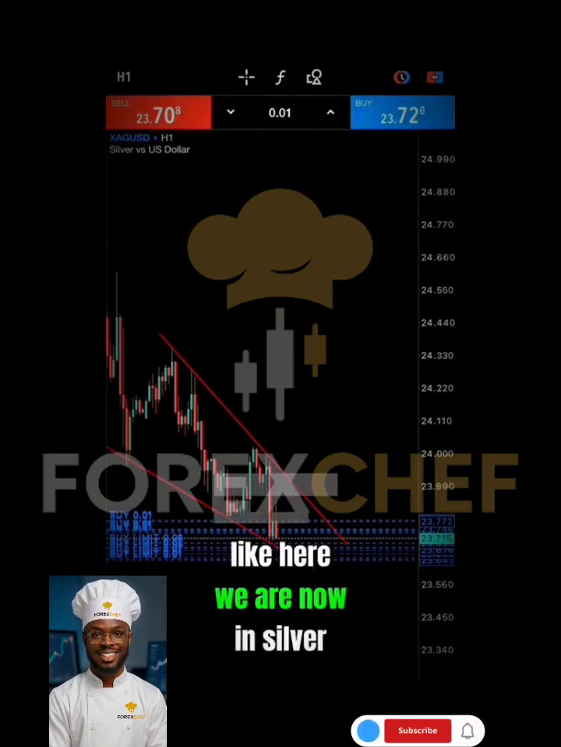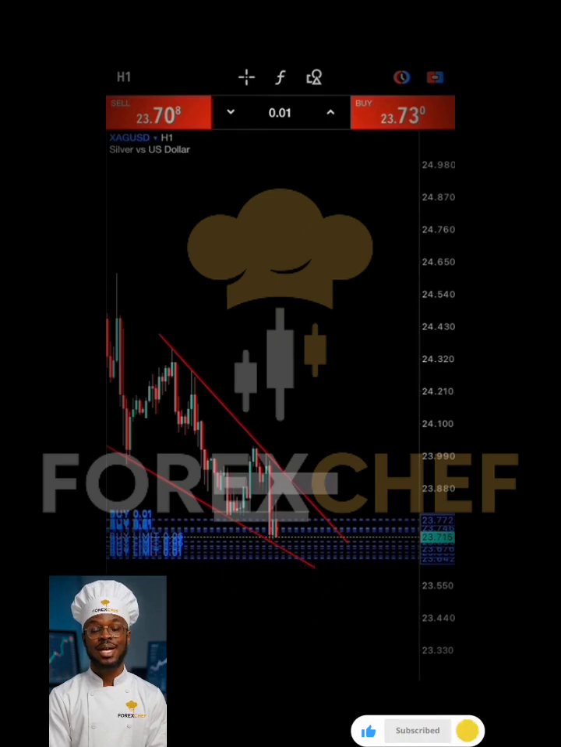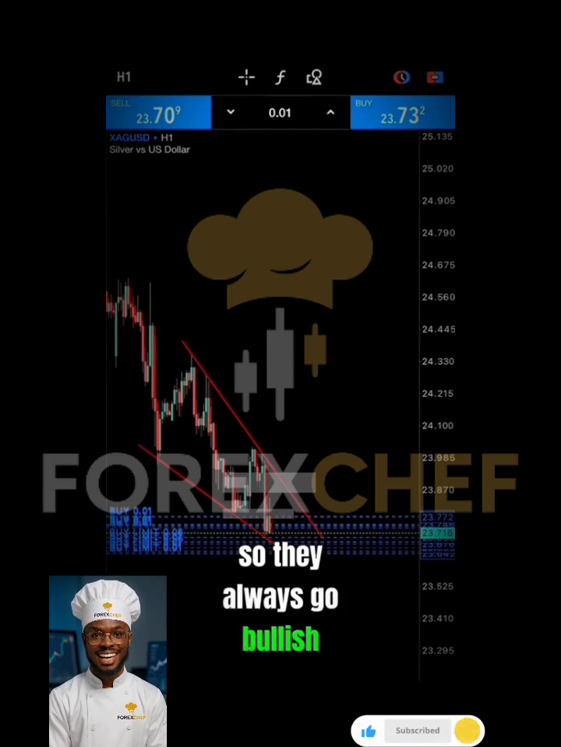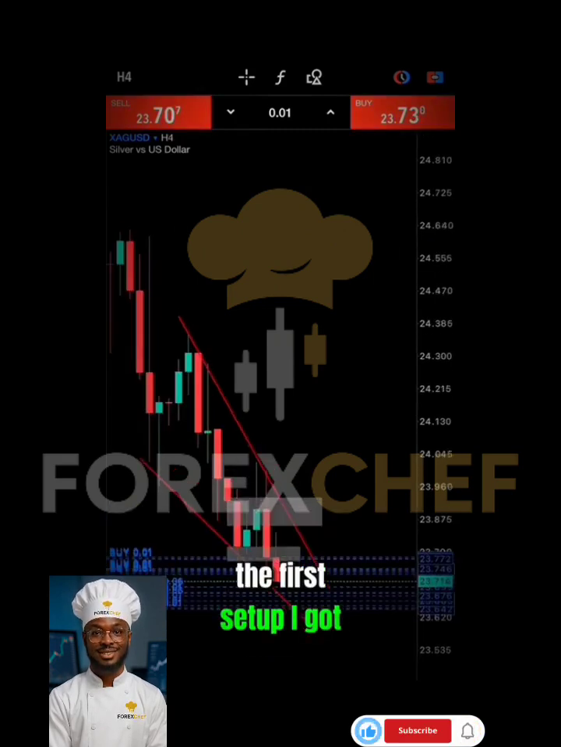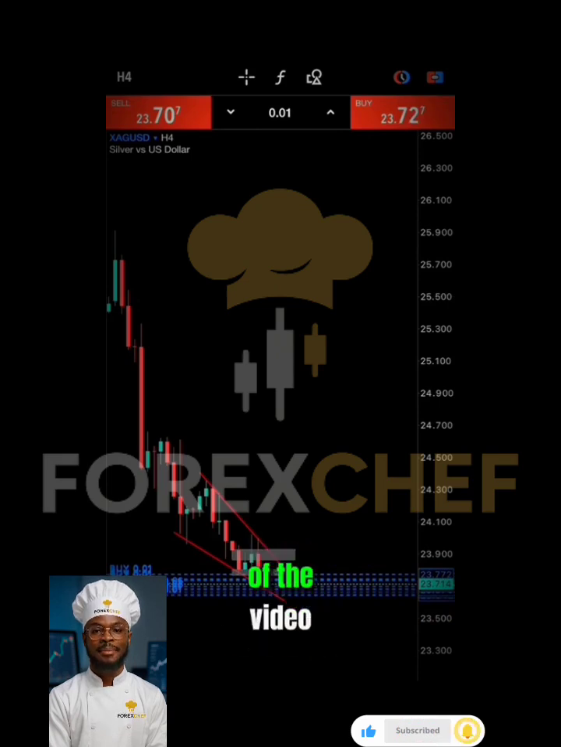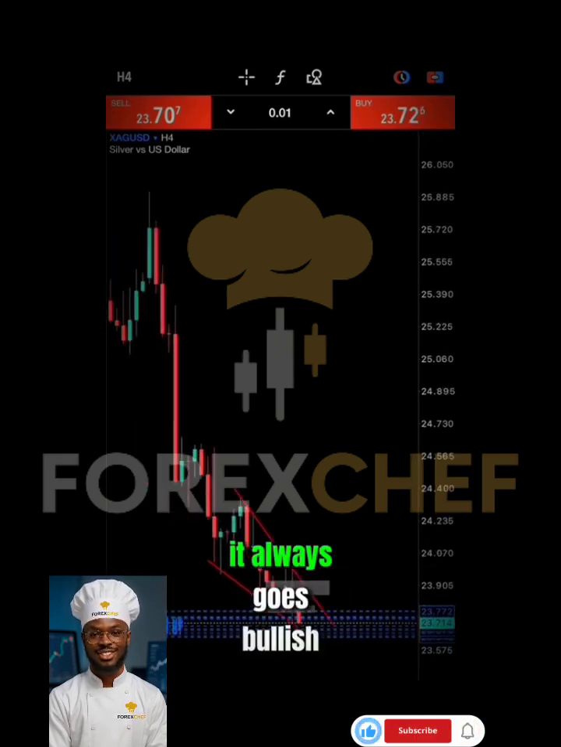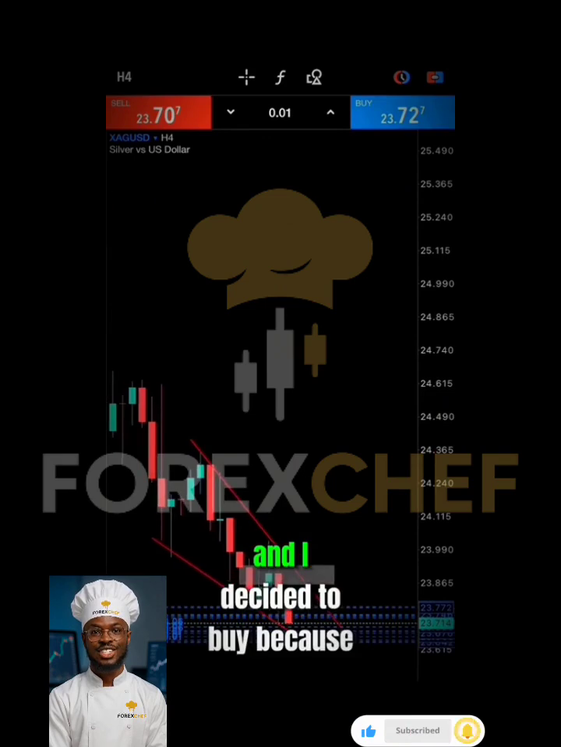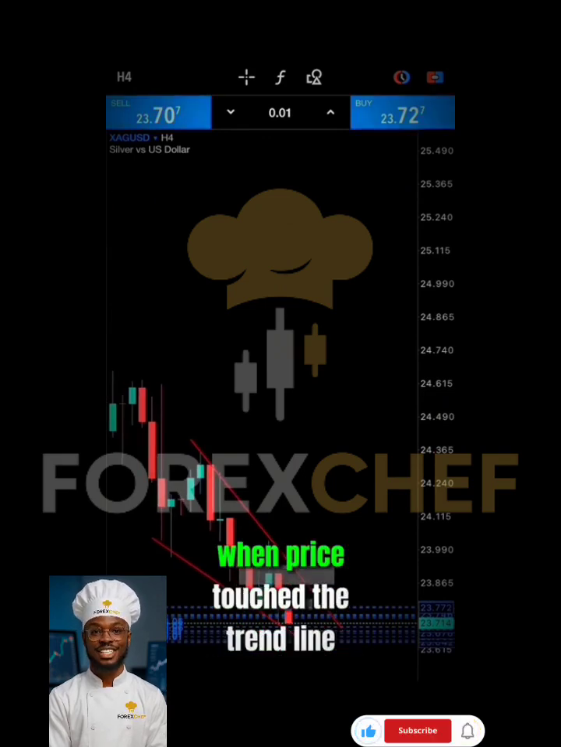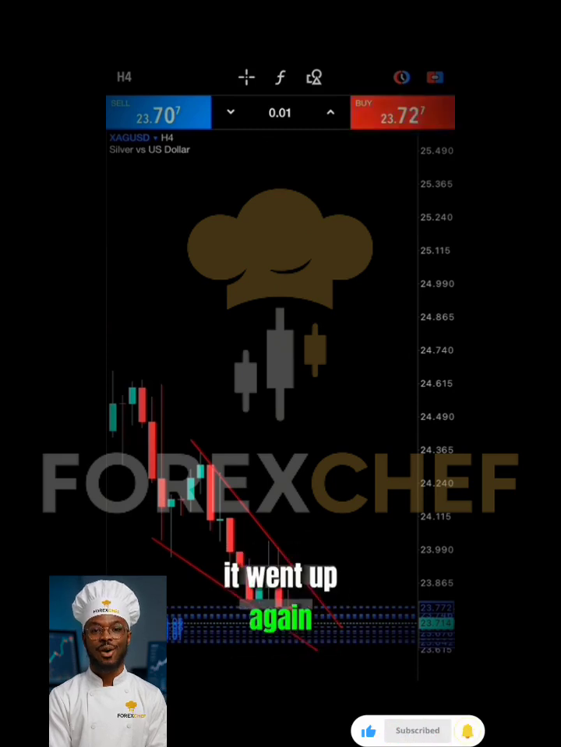Like here, we are now in silver versus US dollar. I started to buy. As you can see, this is a pennant, so they always go bullish. I traded this, the first setup I got. If you check the beginning of the video, it was something like this. It always goes bullish, right? And I decided to buy because when price touched the trend line, it went up again, and then it kept the resistance.